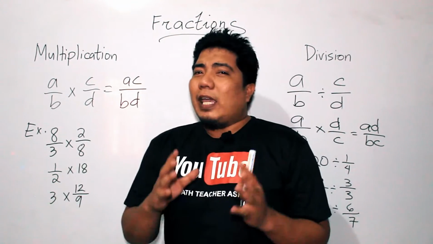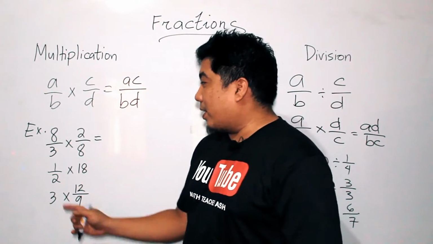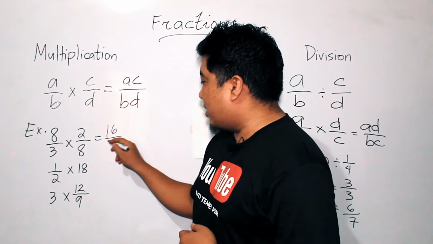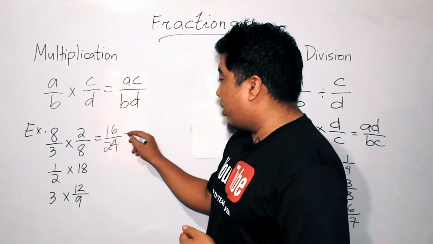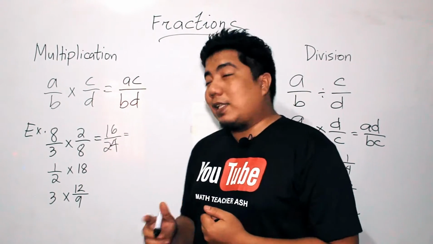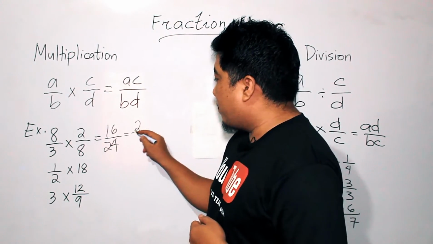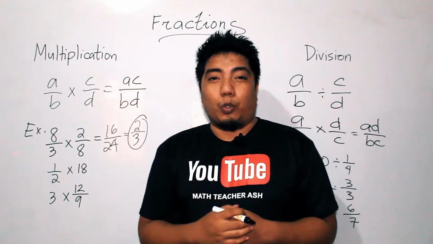Now, if we apply our rule here, we can just multiply them directly, right? So, 8 times 2 is 16, and 3 times 8 is 24. Then you change 16 over 24 into its lowest term. And what number is that? That is 8. So, 16 divided by 8 is 2, and 24 divided by 8 is 3. So, your final answer is 2/3.